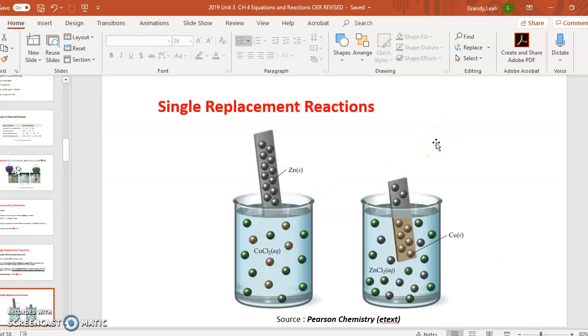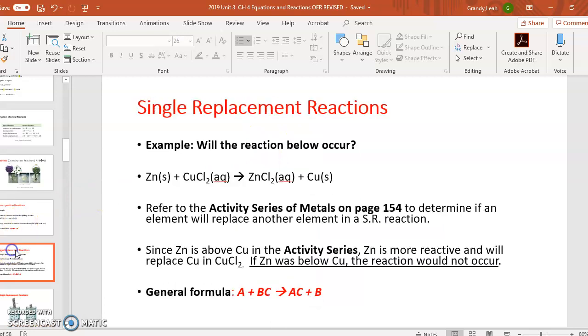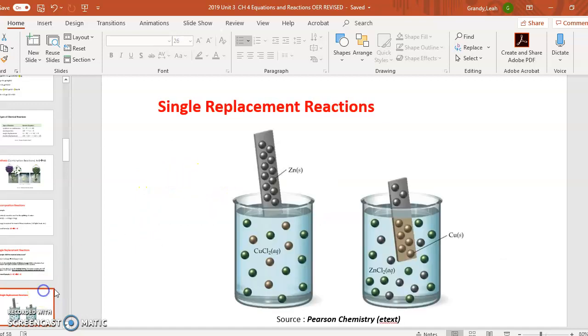Here's a nice image from a Pearson chemistry and electronic textbook that I have permission to use, as long as I reference it, of course. So this is what you just saw in this form right here. If zinc metal is placed in a copper 2 chloride solution, what happens?